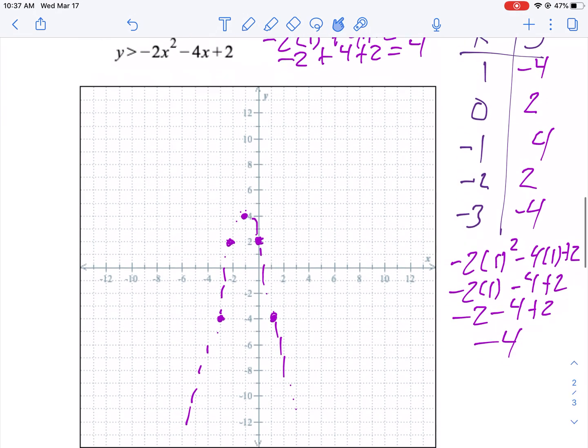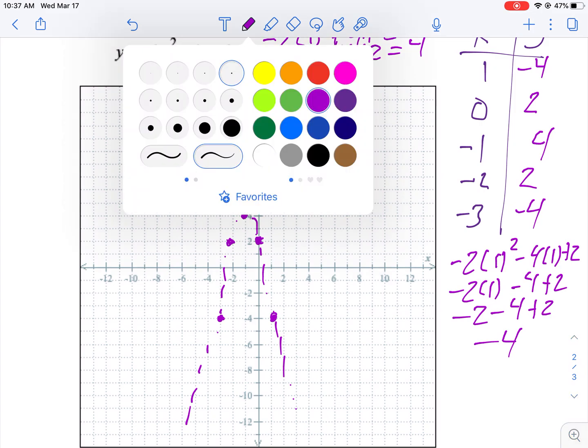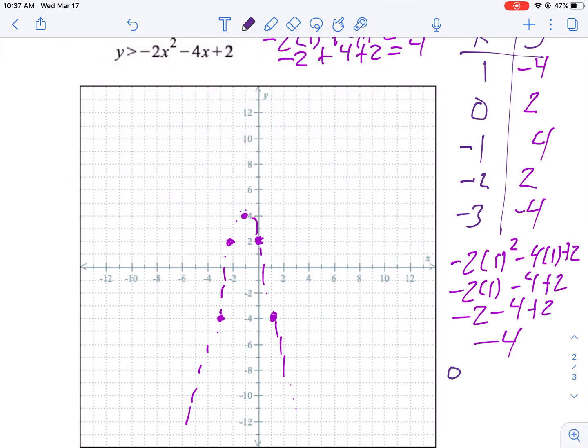So now we're going to go 0. Let me switch colors for you. 0 is greater than negative 2 times 0 squared minus 4 times 0 plus 2. So I get 0 is greater than 0 minus 0, which is 2. Is 0 greater than 2? No, it's not. That's false, isn't it? So I don't shade the side of the parabola that contains 0, 0. I shade the other side.